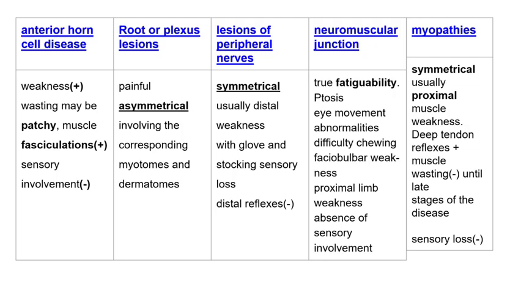In myopathies, the lesion will be symmetrical. Usually proximal muscle weakness will be present, which is the most prominent feature, and deep tendon reflexes will be present. Muscle wasting will be absent until the later stages of the disease, and there won't be any sensory involvement.